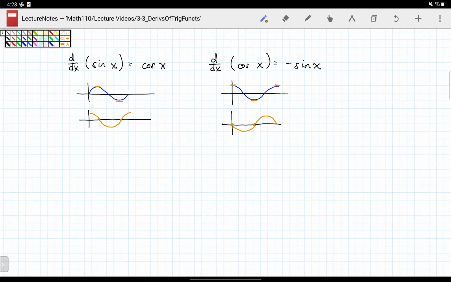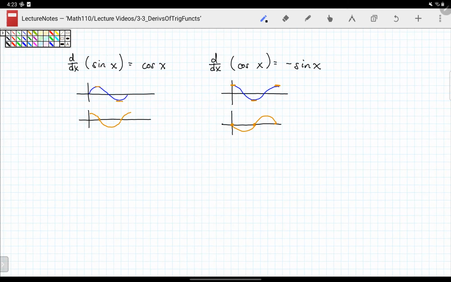Memorize the pairings: derivative of sine is cosine and derivative of cosine is negative sine. Also, be prepared, in times of lack of confidence, or if you have some question about whether your memory is correct, to just draw the pictures really quick to confirm for yourself that these are the right derivatives. Okay?